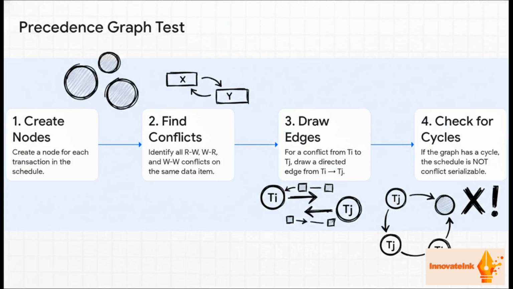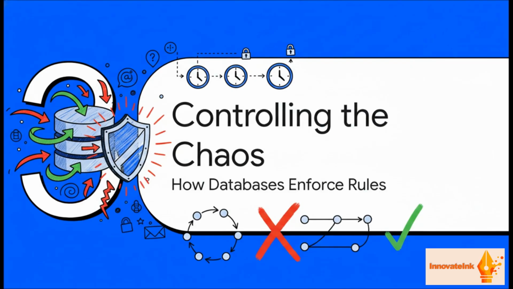You do this for all the conflicts, and then you step back. If you see a circle, a loop in your graph, congratulations, you've just proven that schedule is bad and will corrupt your data. So now that we know how to spot a correct schedule from an incorrect one, the next big question is, how do databases actually enforce this?